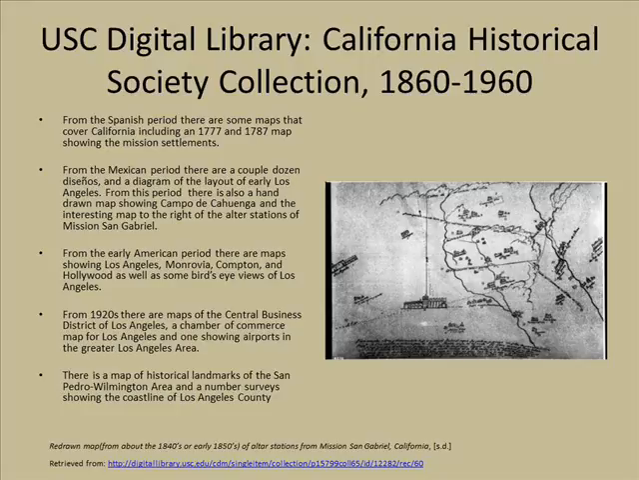From the early American period, there are maps showing Los Angeles, Monrovia, Compton, and Hollywood, as well as some bird's-eye views of Los Angeles. From the 1920s, there are maps of the Central Business District of Los Angeles, a Chamber of Commerce map for Los Angeles, and one showing airports in the greater Los Angeles area. There is a map of historical landmarks of the San Pedro area, and a number of surveys showing the coastline of Los Angeles.